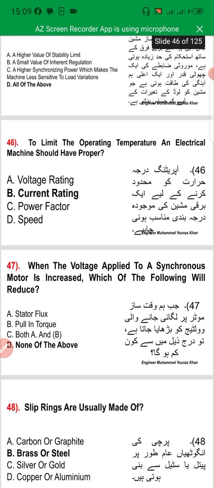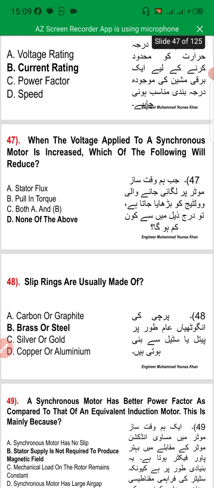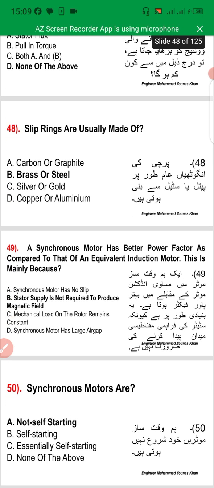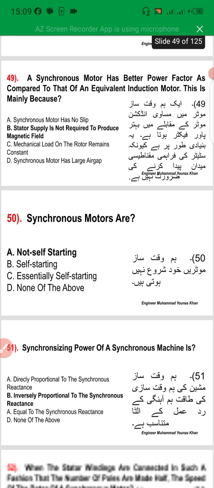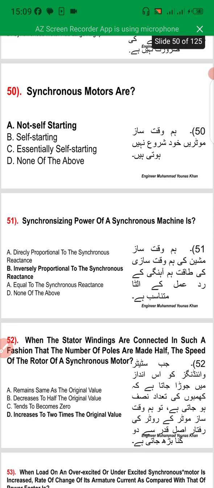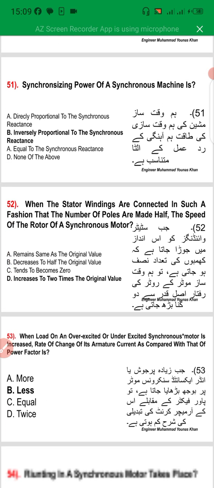All of the above. To limit the operating temperature, an electric machine should have current rating. When the voltage applied to a synchronous motor is increased, which of the following will reduce? None of the above. Slip rings are usually made of brass or steel. A synchronous motor has better power factor as compared to that of an equivalent induction motor. This is mainly because stator supply is not required to produce magnetic field. Synchronous motors are not self-starting. The synchronizing power of a synchronous machine is inversely proportional to the synchronous reactance.